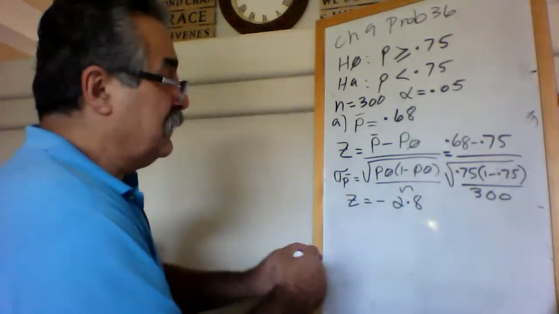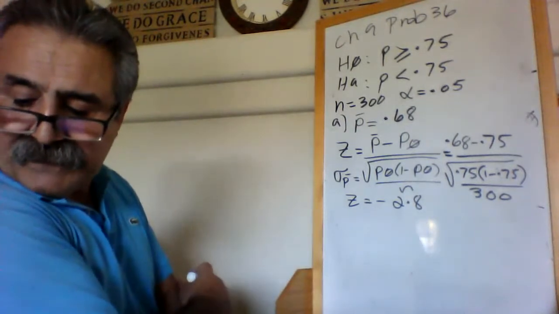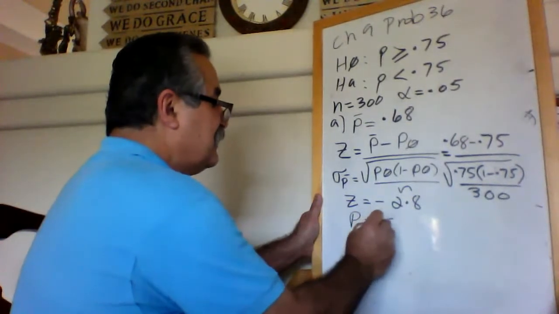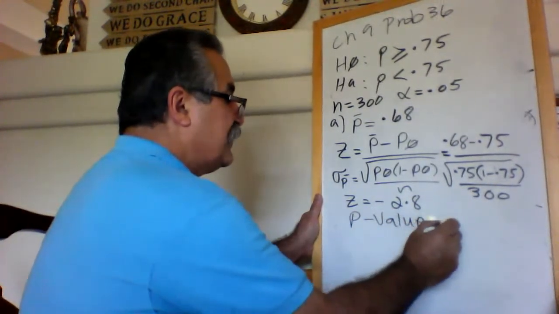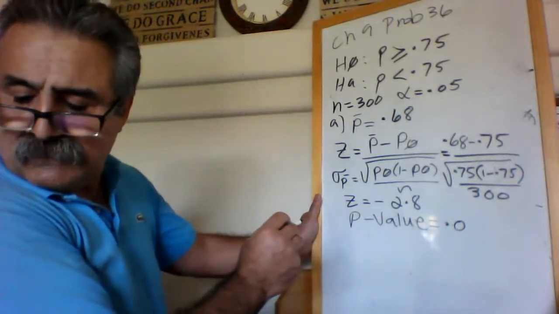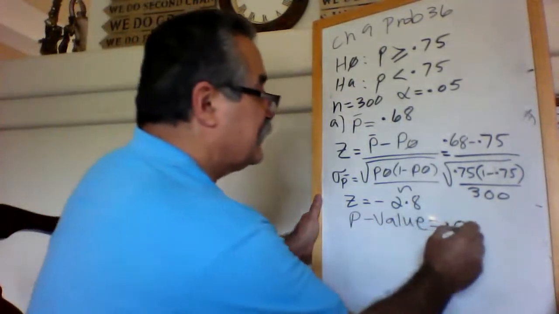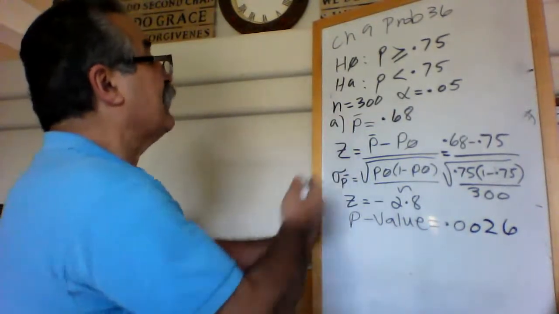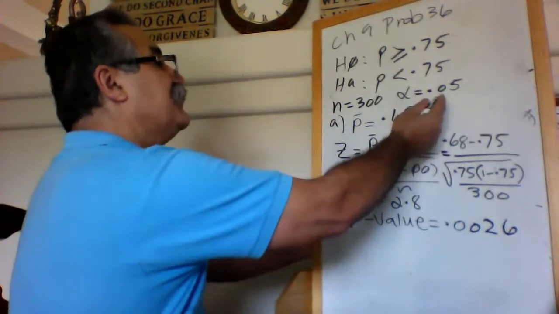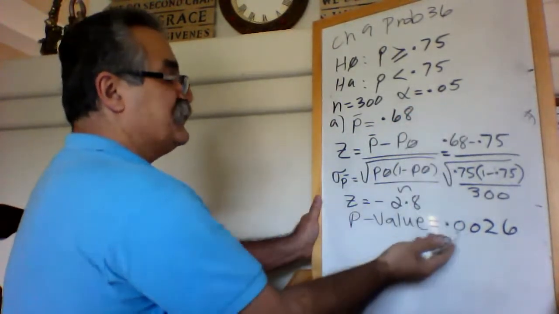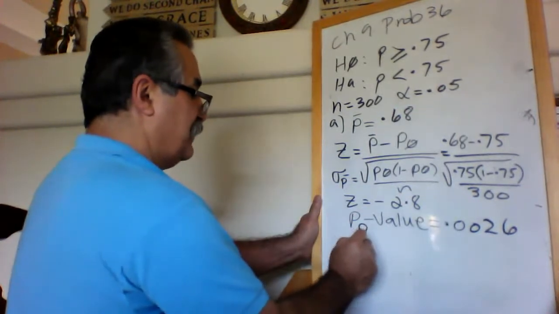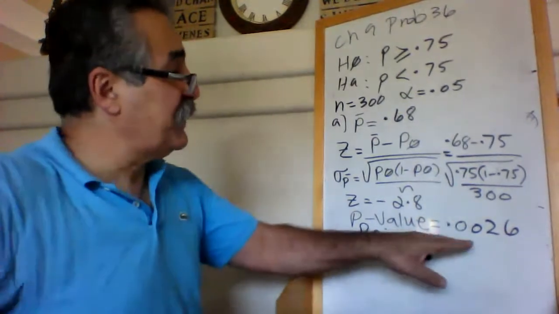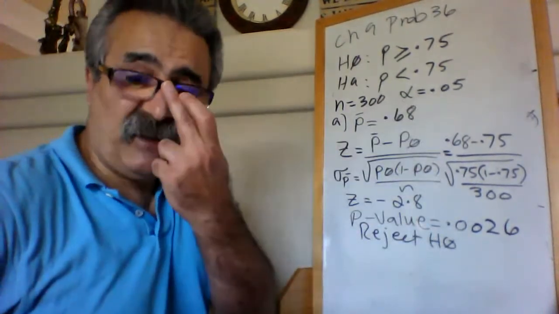Go to the z table. For negative 2.8, the p-value is equal to 0.0026. This is our p-value. Compare against alpha, which is 0.05. We go ahead and reject because this is smaller than that. So we say reject H0 because our p-value is smaller than the value of alpha.